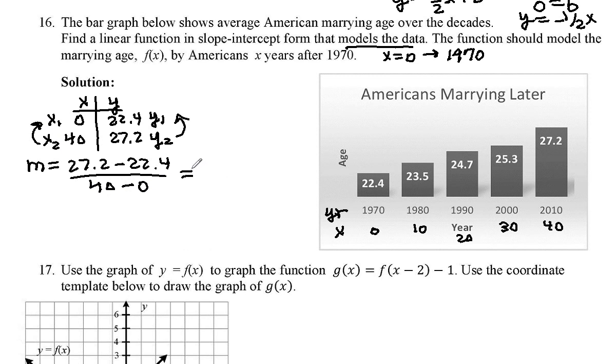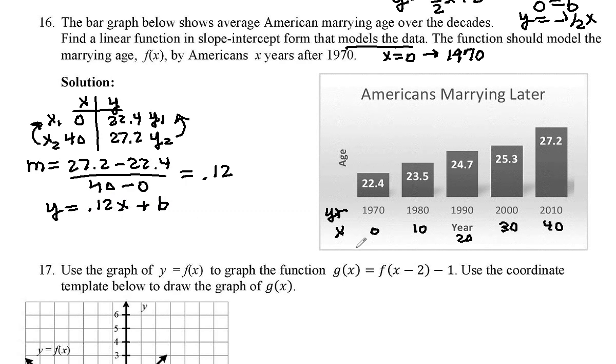And if you compute this on the calculator, you actually get a nice answer. On the top, this difference is 4.8. Divide by 40 on the bottom, you get 0.12 as your slope. So now you know y equals 0.12x plus b. That's mx plus b. And then we know what our y-intercept is here.